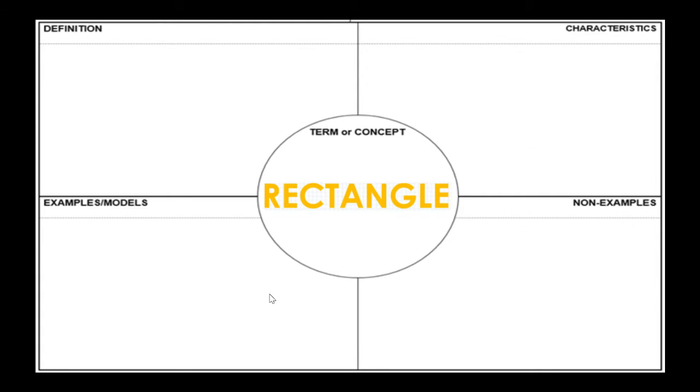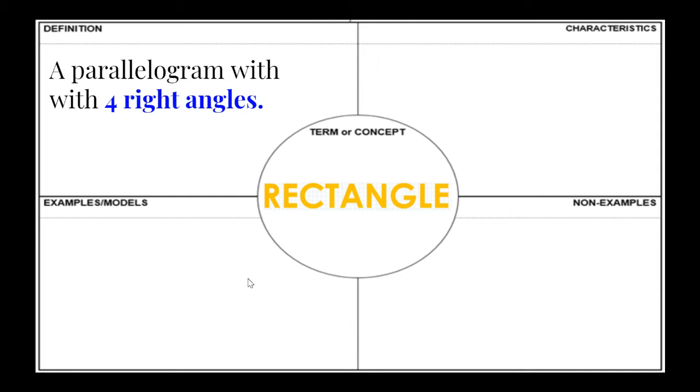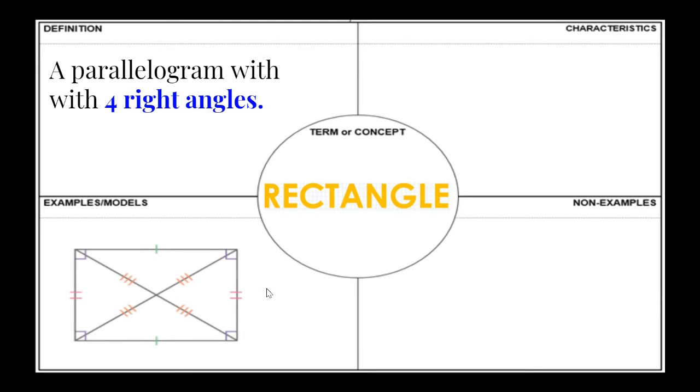The rectangle is special. It's not as special as the square because it only has four right angles. That means the sides are not necessarily equal to each other. As a matter of fact, the rectangle does not have equal sides, okay? It does have opposite sides that are equal because it is a parallelogram, okay? So here's what the rectangle looks like.